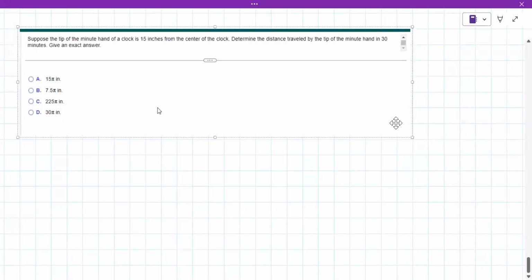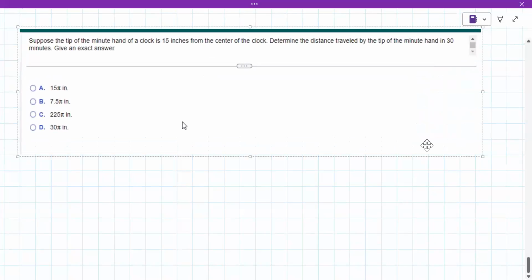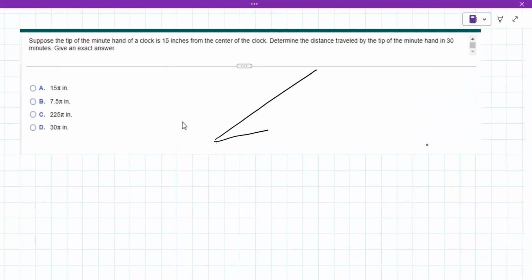Okay, suppose the tip of the minute hand of a clock is 15 inches from the center. Determine the distance traveled by the tip of the minute hand in 30 minutes. So we need to know how far this thing went in 30 minutes. You have to remember, if you haven't seen a clock in a while, there's 12, and then there's 1, and then if you go all the way around, there's 6, and 3 is there.